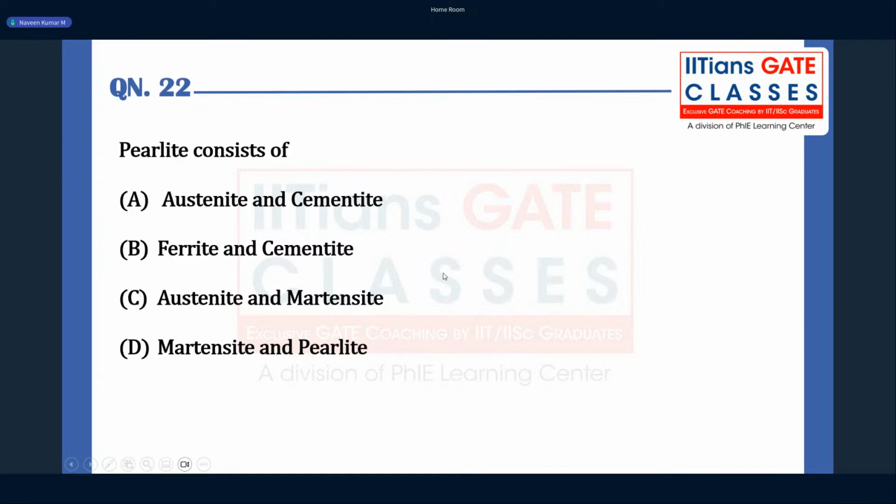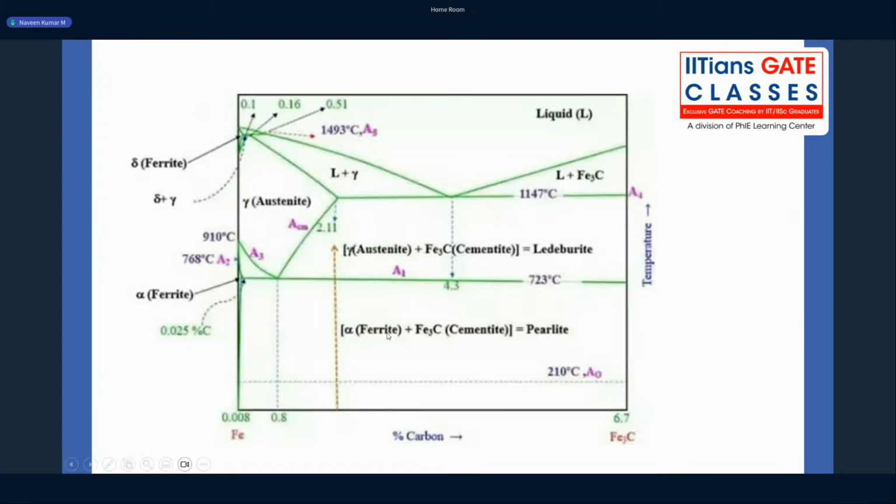This also is a very simple question again. If you see the diagram here, this is the diagram I put up. This is your iron carbide diagram. Simply, this is the question they've asked.